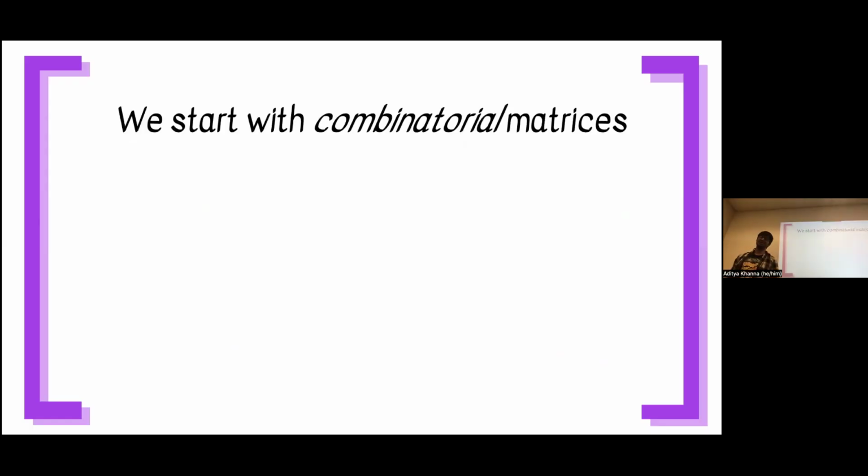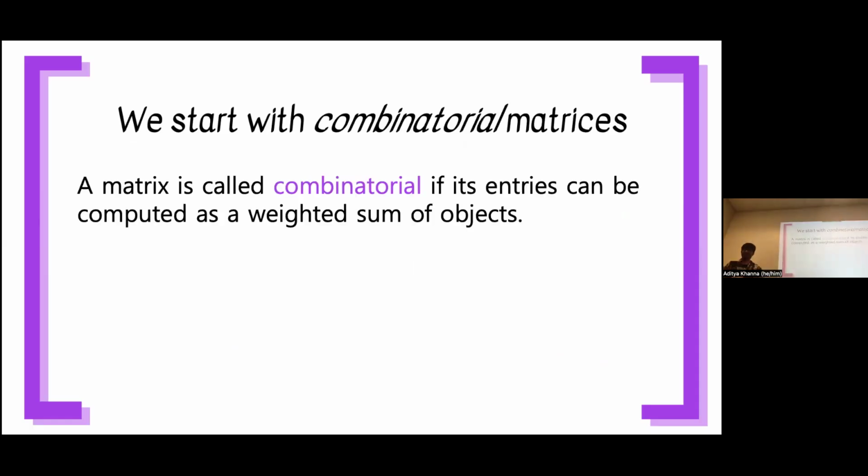So I've been informed that as I'm in a combinatorics seminar, I have to talk about combinatorics. So let's start again. We start with combinatorial matrices. A matrix is called combinatorial if any of its entries can be expressed as a signed sum of some objects. I'll explain what that exactly means later, but this is the idea.